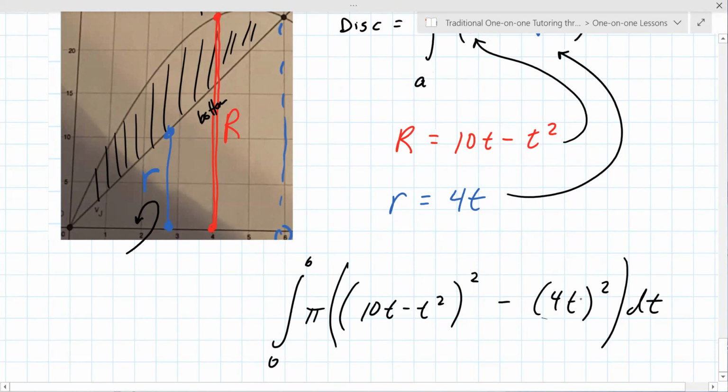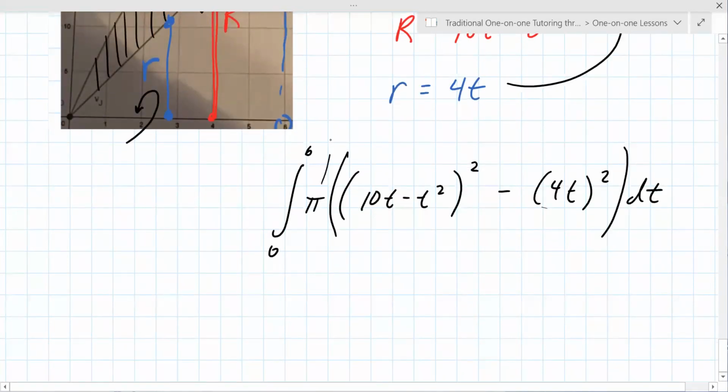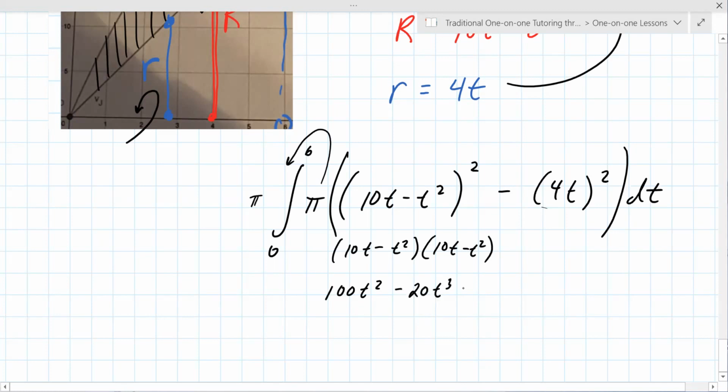Now, do you have to do these by hand? Yes. Okay. So you almost always bring the pi out. Pi just comes along for the ride here. You have to remember some stuff from previous courses, like how to multiply these together. And you got to be fast because that's not really what they're emphasizing here. You got to be able to FOIL this. So it's 100 t squared, minus 20 t cubed plus t to the fourth minus 16 t squared.